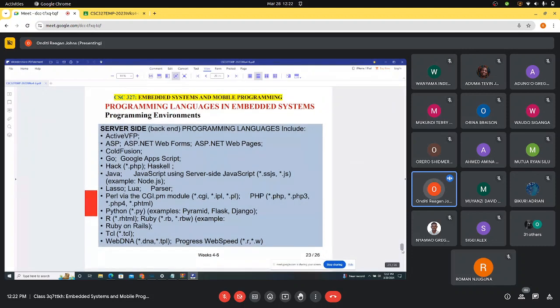So further in the programming language, at third year, you understand what we call the server side and the client side aspect. So you'll be able to know what runs on the server side, the backend, and what languages can be utilized to program the backend.